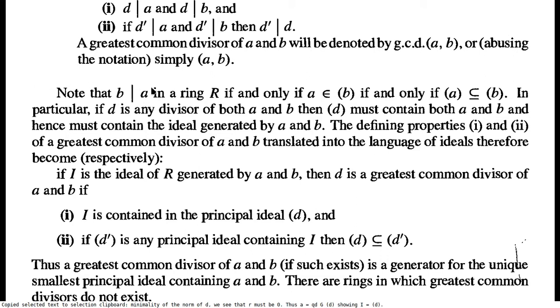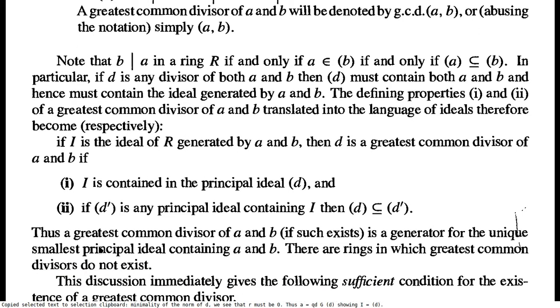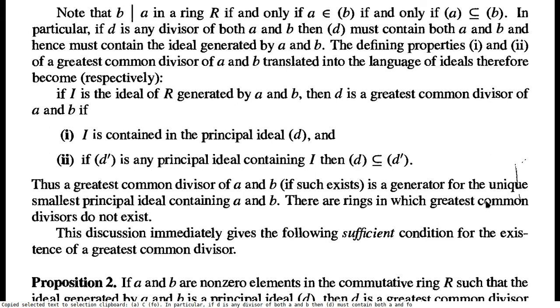So B divides A in a ring R if and only if A is an element of the ideal generated by B, if and only if the ideal generated by A is a subset of the ideal generated by B. So it's contained. So if B is any divisor of both A and B, then the ideal generated by B has to contain the ideal generated by A and B. And, of course, if you're working in a Euclidean domain, you're going to have all of this in terms of principal ideals, right? So all of these are containments of principal ideals.